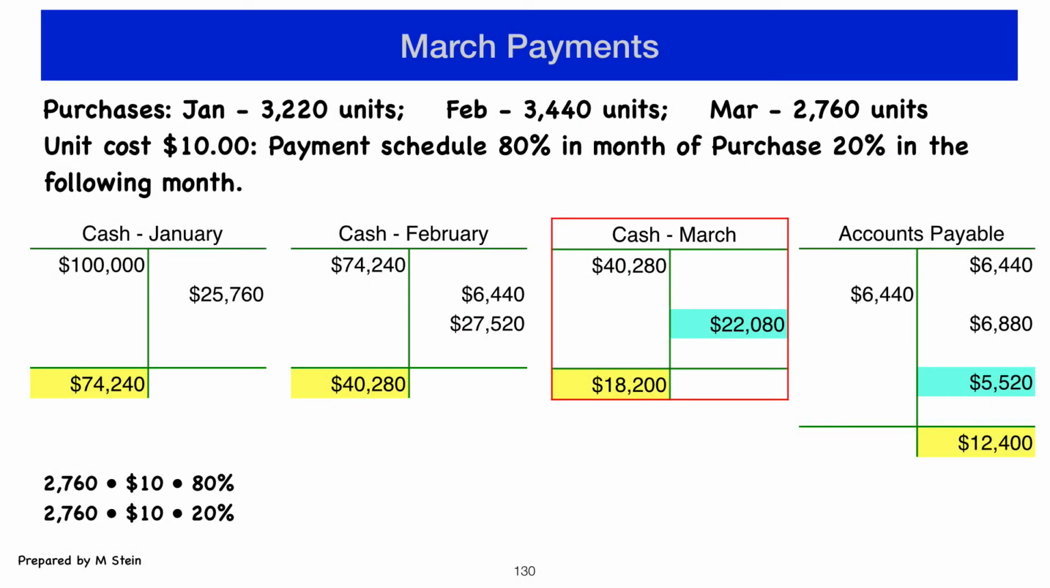In March, we're going to follow the same two-step process. Account for the purchases made in March, and then also account for the payment of cash related to purchases made in February.